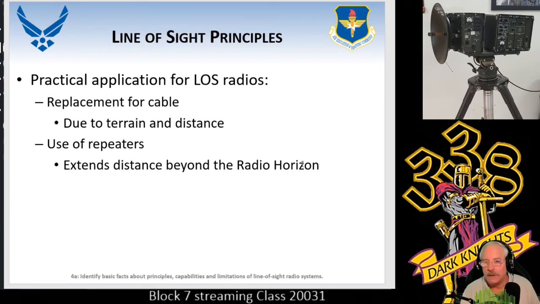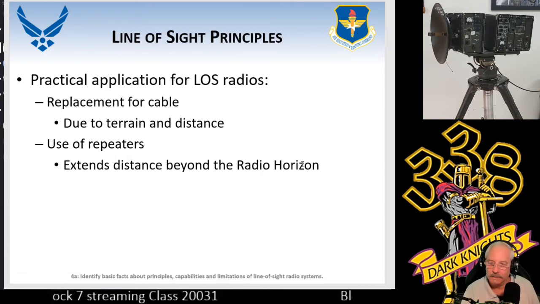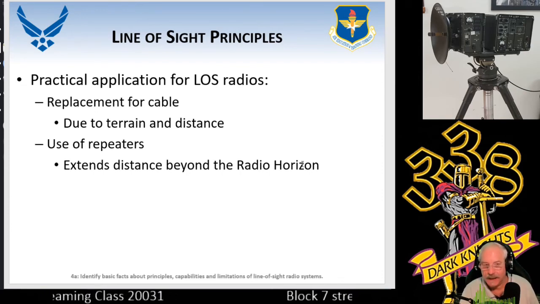The idea here is I don't want to dig cable. I do not want to dig a ditch and put the cable in. Or the terrain, because of it being rocky, the equipment won't work. You won't work because you can't dig in rock. No shovel will get through it. So that's one way to look at it.